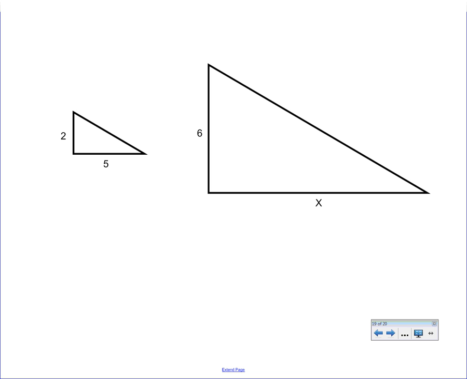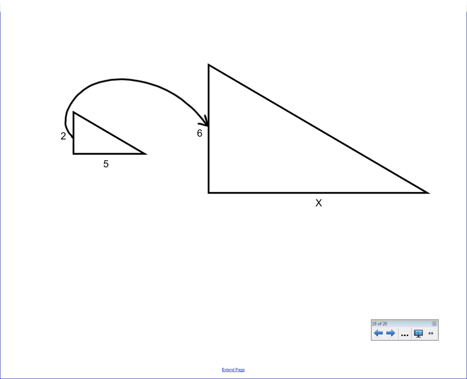How many times bigger does the big triangle look than the small one? 2, 2.5, maybe 3 times. Okay, well, we've attached some value to it. The 2 and the 6 are the corresponding sides. So now we can find the scale factor.